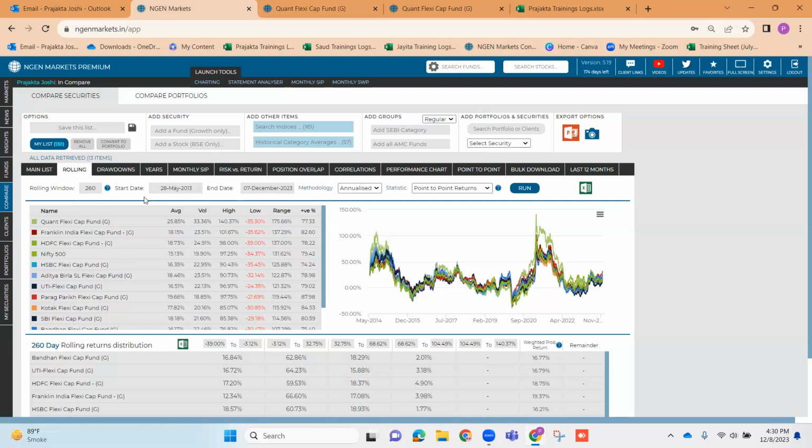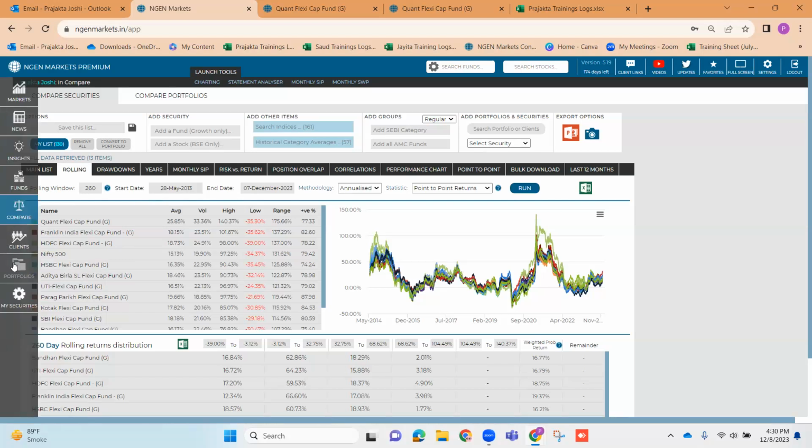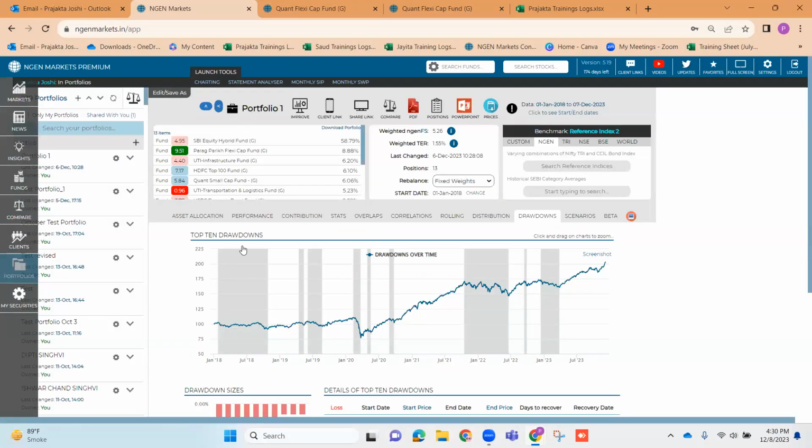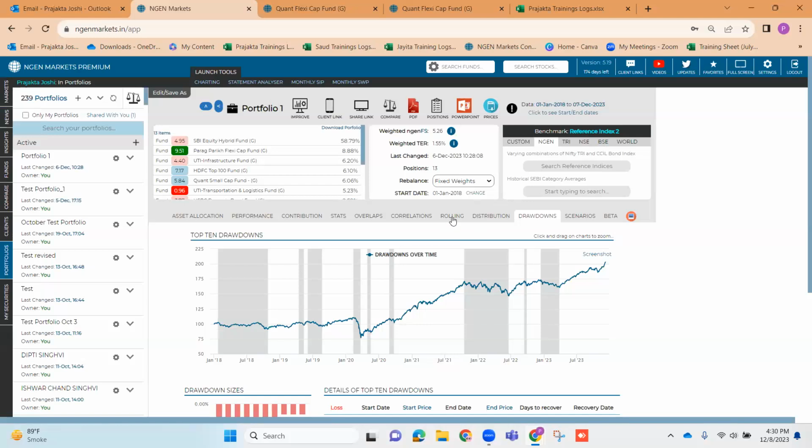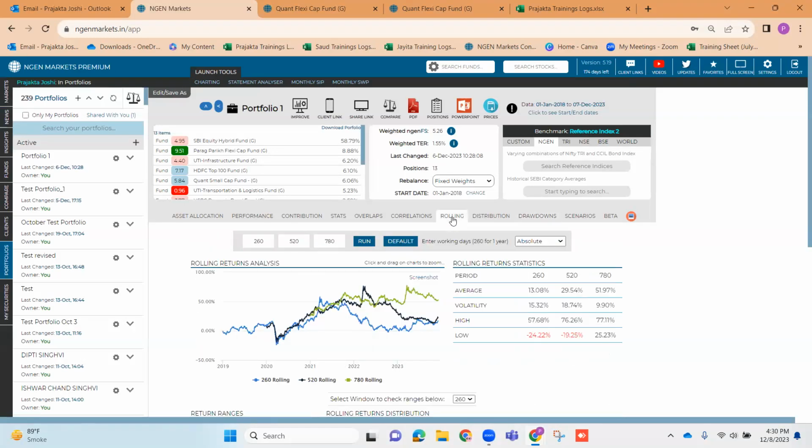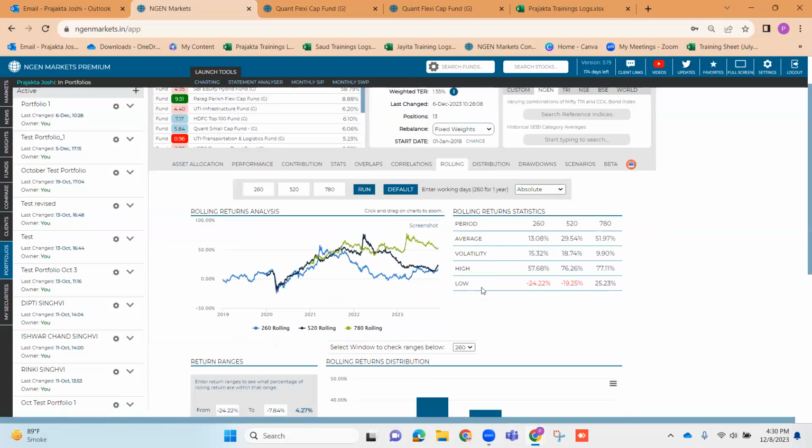Again, the rolling returns can be replicated on a portfolio level as well. To check that, simply go to the portfolio section, and there is a dedicated tab for rolling analysis. The screen will be similar to what you will see for individual fund analytics, but in this case, it will be for a portfolio. You can simultaneously check it for 3 time periods at one single point of time.